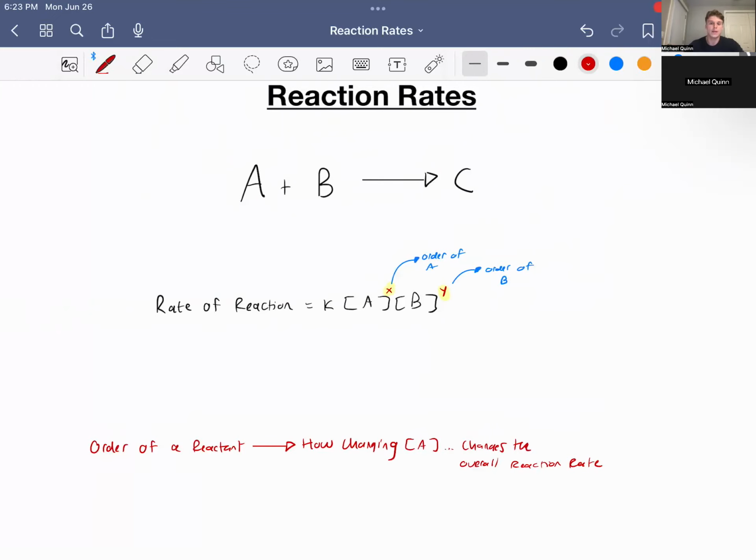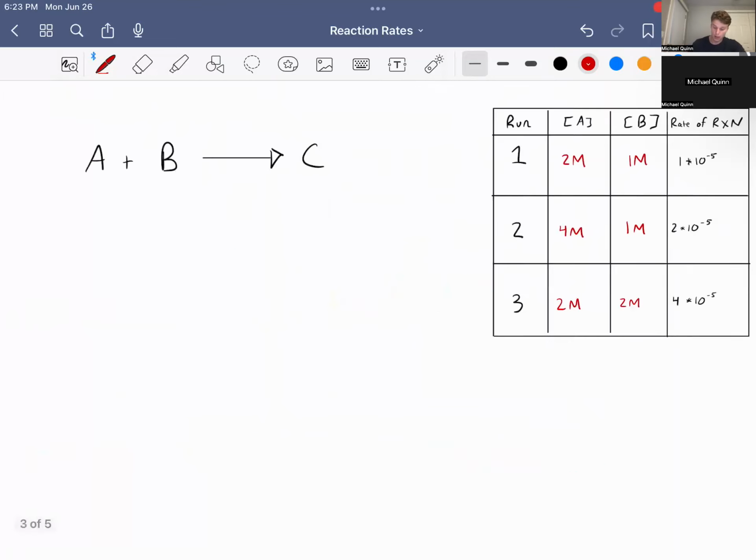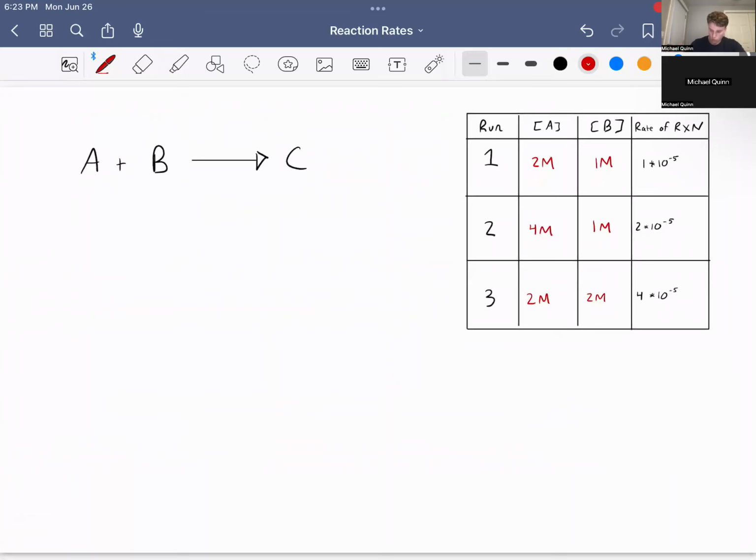We can do the same thing for B. And once we find the order of A and the order of B, all we need to do is add them together to find the overall order of the reaction. But before we can do that, we will find the individual order of A and the individual order of B. So in order to do this, you will look at some experimental data.